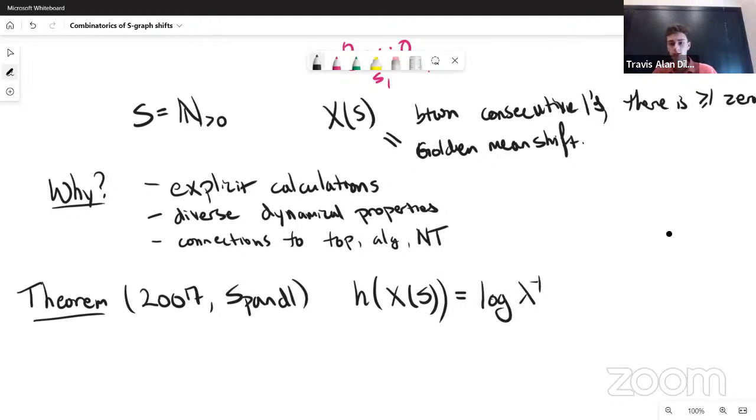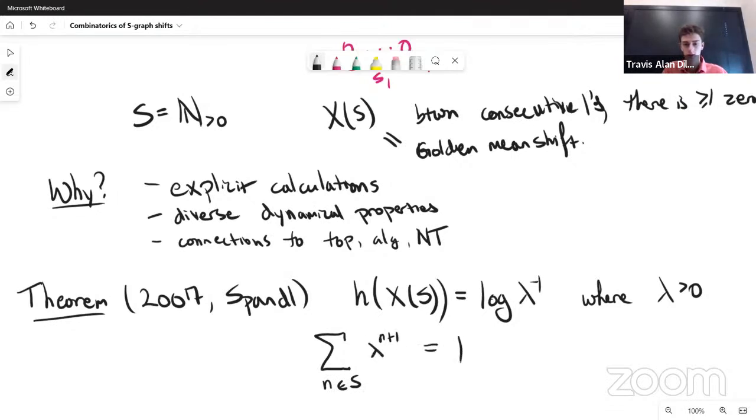And I need to tell you what this lambda is, where lambda is a positive number that satisfies the following equation. So I have a sum indexing over all the elements of my set S. What happens is I plug in lambda to this power series given by S, and I get 1. And so there's a unique positive solution to this equation, and that gives you the entropy. Log of the inverse of this is the entropy. So this is the form of the entropy formula.